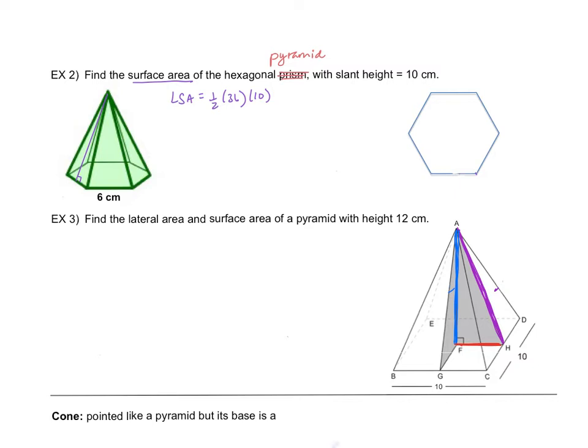So keep in mind when we're looking at this, our perimeter is going to be really 6 times 6, right? Because this length is 6. There's 6 of them, so that's how we have perimeter of 36. So we're multiplying times 1/2 of our perimeter, which is 36.